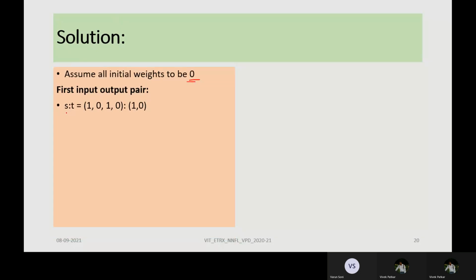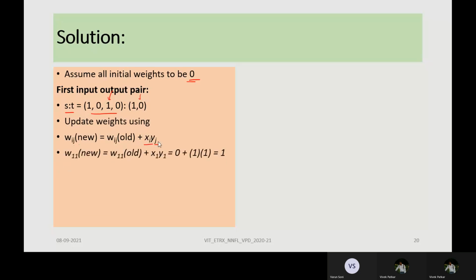So this is the first pattern, the source pattern and the target. We update the weights using the Hebbian learning formula: Wij new is equal to Wij old plus the product of input and output here. I hope this network structure is a bit clear. There are four inputs and there are two outputs here, and there will be corresponding weights associated with each of them.